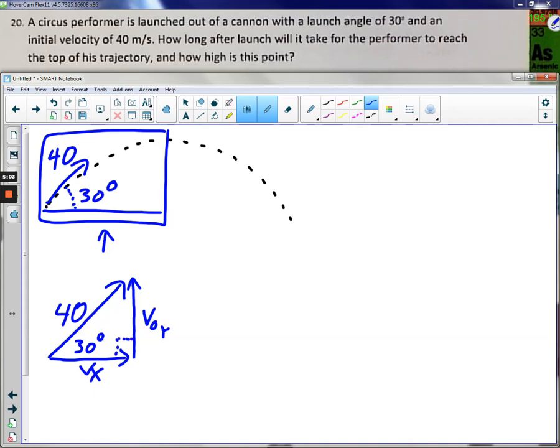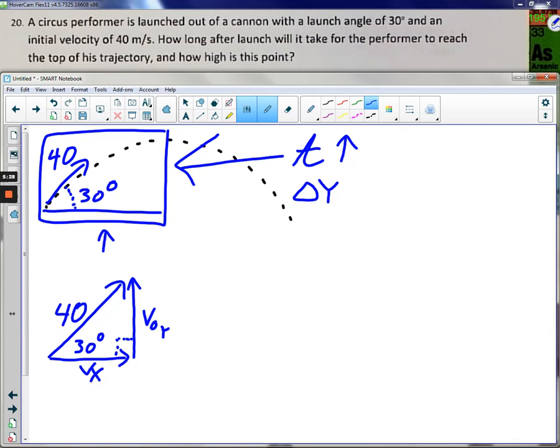So it wants to know how long after launch it will take for the performer to reach the top of this trajectory. So we are interested in this portion, the time going up, right? We are also interested in how high he is going to be, so we are looking for delta y. With me so far?